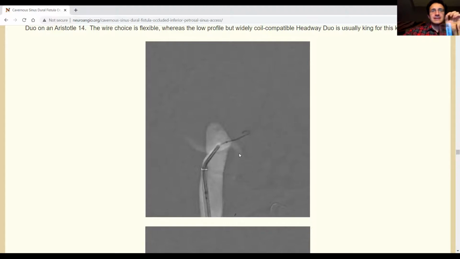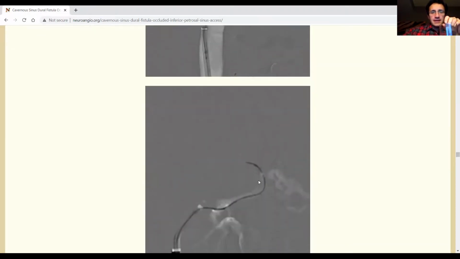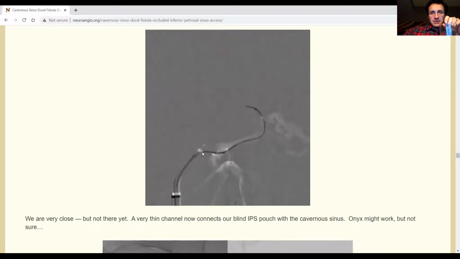Here's a microcatheter. Now we know where to go based on the Dyna. The Dyna lets you understand where the entrance to this thing is. And so this is how it goes. This is a frontal view, and now we're making some progress. There's a wire. I think this is a standard Synchro. And the catheter is a Headway Duo.